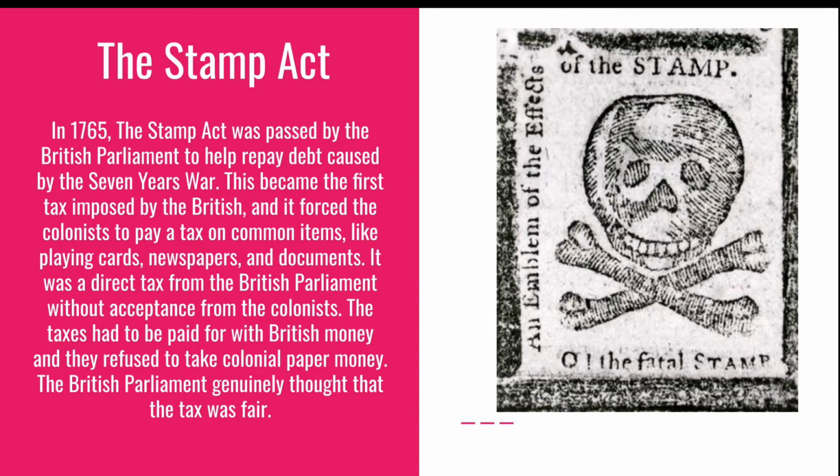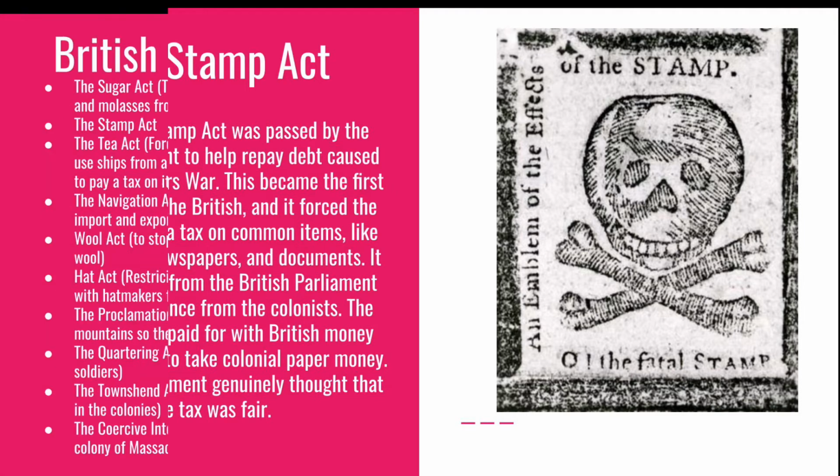Stamp Act. In 1765, the Stamp Act was passed by the British Parliament to help repay debt caused by the 7 Years' War. This became the first tax imposed by the British, and it forced the colonists to pay a tax on common items like playing cards, newspapers, and documents. It was a direct tax from the British Parliament without acceptance from the colonists. The taxes had to be paid for with British money, and they refused to take colonial paper money. The British Parliament genuinely thought that this tax was fair.